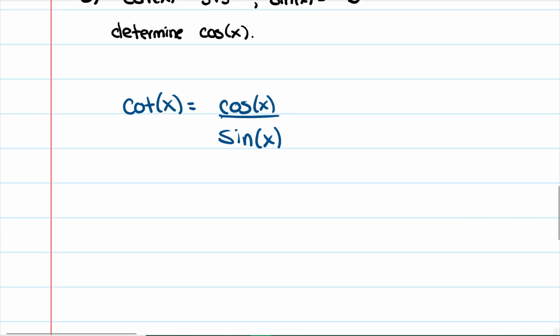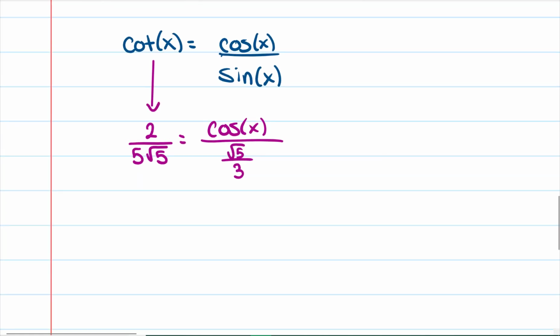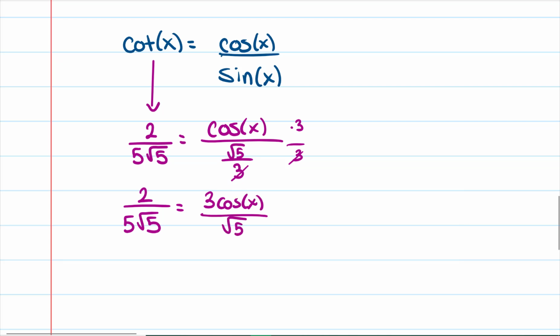Okay, so now let's plug in what we know. We know that cotangent of x is 2 divided by 5 radical 5. And we don't know cosine, that's what we're looking for. And we know sine is the square root of 5 over 3. So again, I'm going to clean that up just a little bit. This is 2 over 5 square root of 5. I don't like having a fraction within a fraction, so I multiply the numerator and denominator by 3. It's going to cancel these, and I get 3 cosine of x divided by radical 5.